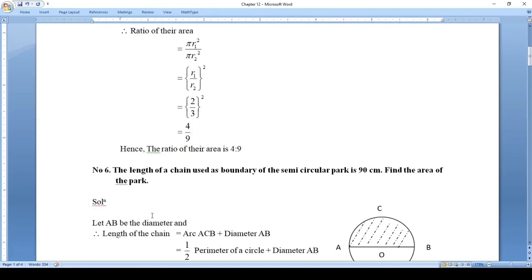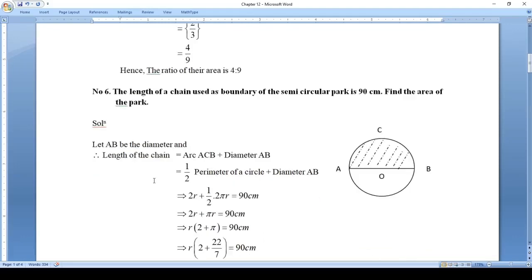Okay, now the next one, number 6. The length of a chain used as the boundary of a semicircular park is 90 centimeter. Find the area of the park. Here in this figure I've drawn the chain which is used as the boundary of a semicircular park. This chain, used to make the boundary of this semicircular park, is 90 centimeter.